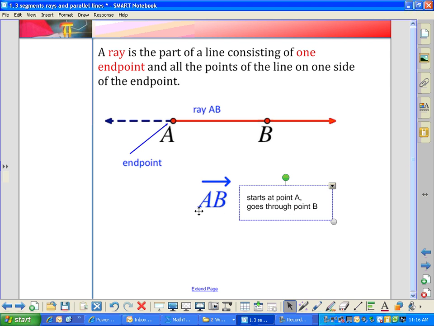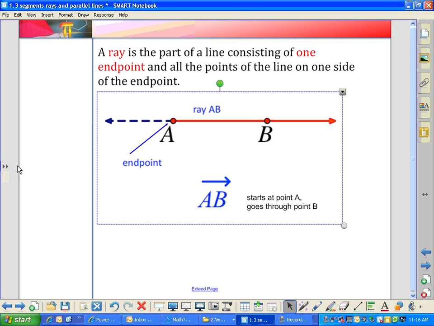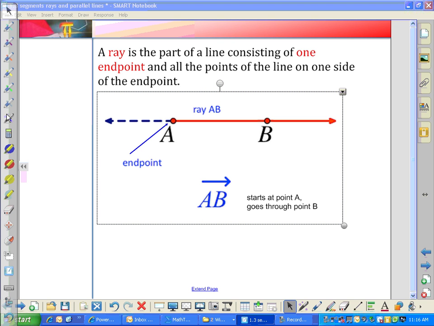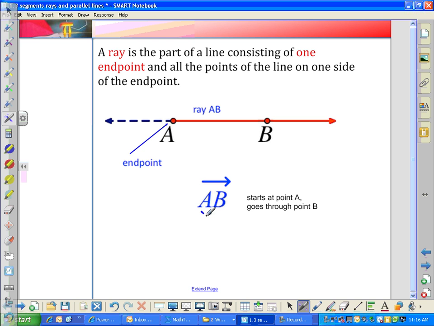Okay, the very first letter that you see here in the notation, because the A comes first, that tells you that the ray starts at point A. And because the B comes second, it tells you that it goes in the direction of B. So that's really important. The other thing is that this little arrow on the top here, that arrow is always going to point to the right. We never, ever, ever draw the arrow pointing to the left, even if the ray points to the left in the diagram.